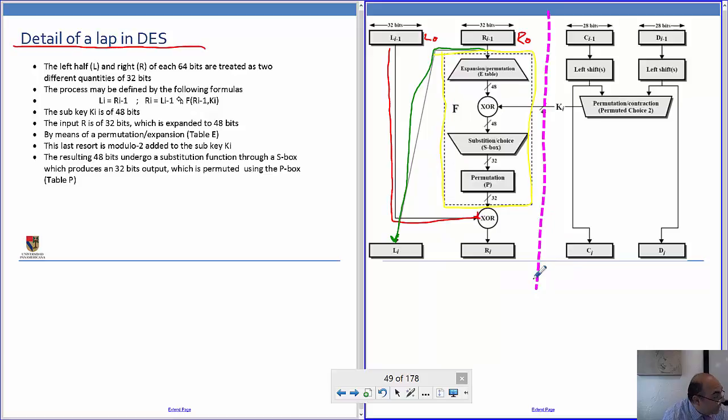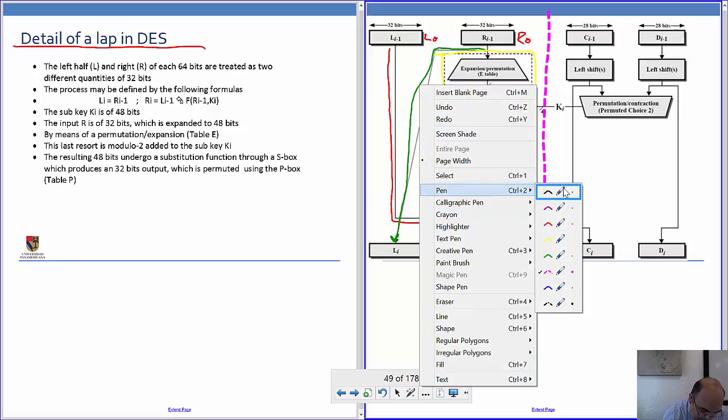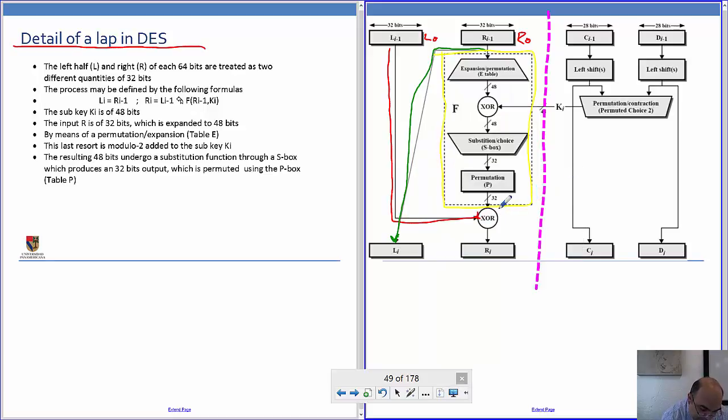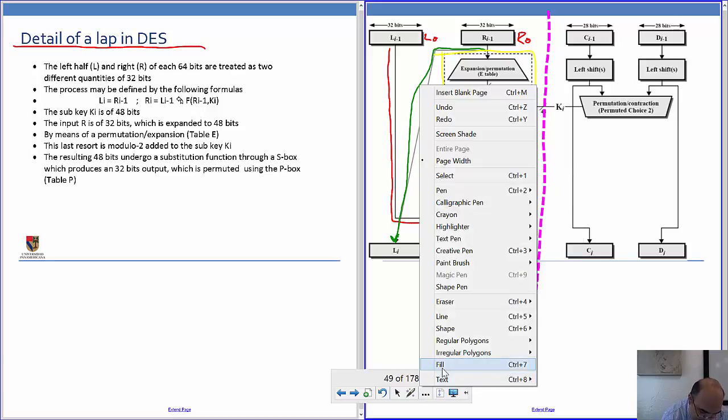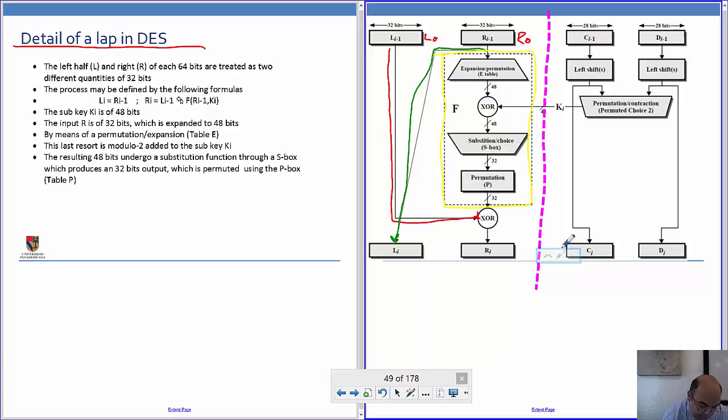Here we have that's the division. So what we're going to do now? No, let me choose another color. Green? Green. Okay, so the first right side, how many bits do we have here? We have here 32, right?